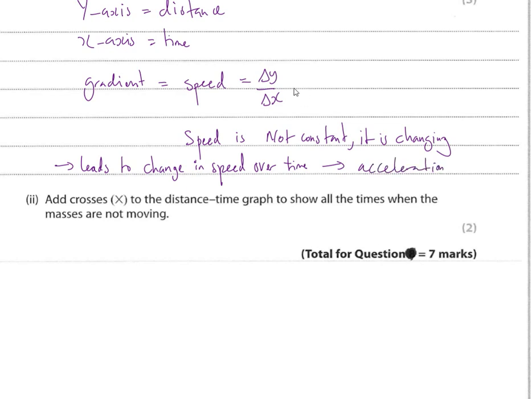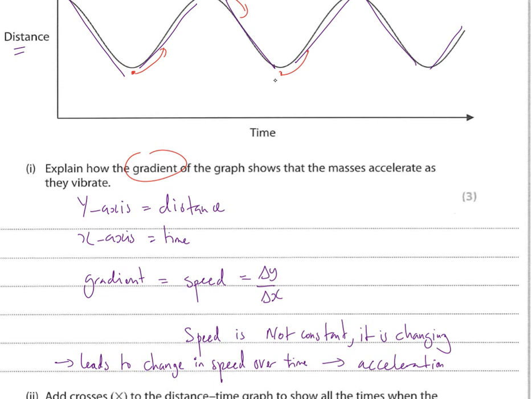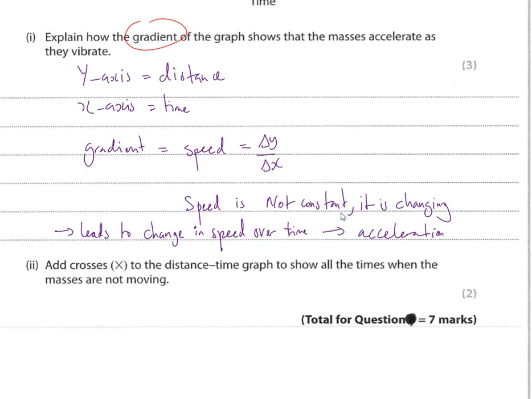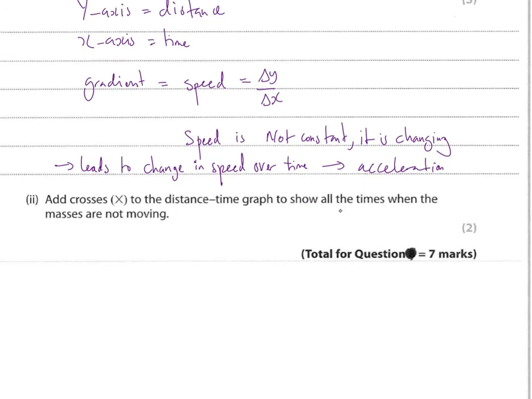Now some of you may talk about changing direction, which is good as well. So it is not constant, it's changing direction. Therefore, this leads to velocity changing. And if we have velocity changes, therefore we're going to have acceleration, because acceleration is equal to change in velocity over time. So that's what we need to talk about.